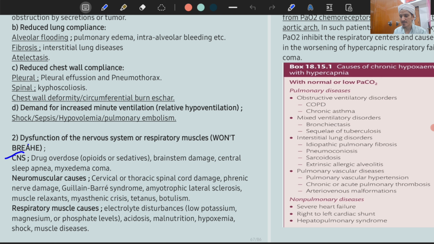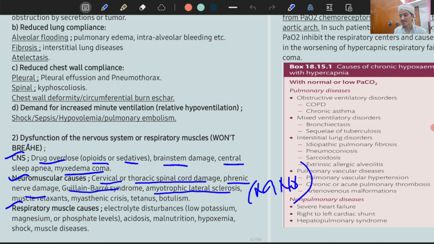CNS causes, central neuromuscular causes, respiratory muscle causes. CNS causes: drug overdose like opioids, sedatives, brainstem damage, central sleep apnea, severe hypothyroidism, also known as myxedema coma. Neuromuscular causes can be cervical or thoracic spinal cord damage, phrenic nerve damage, Guillain-Barré syndrome, amyotrophic lateral sclerosis, nothing but motor neuron disease.